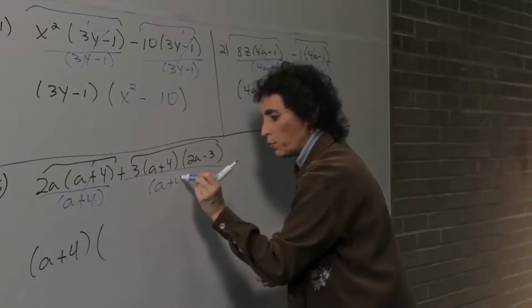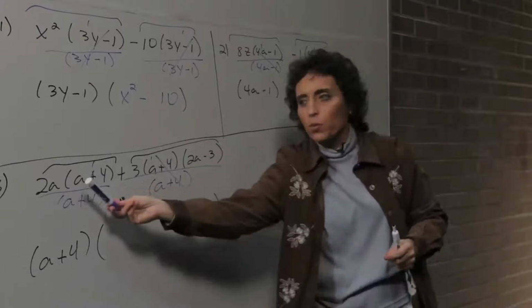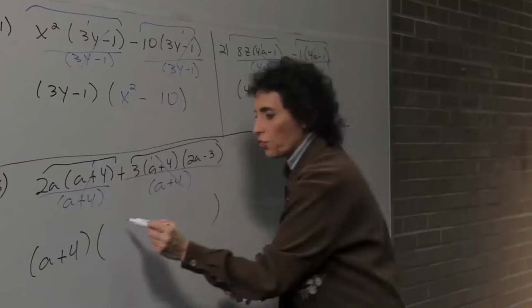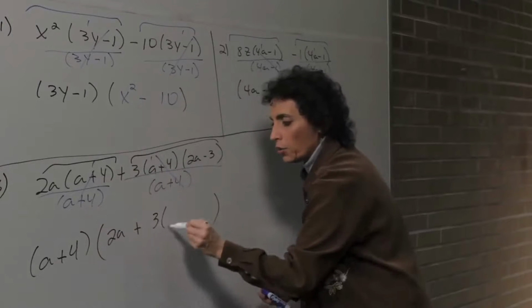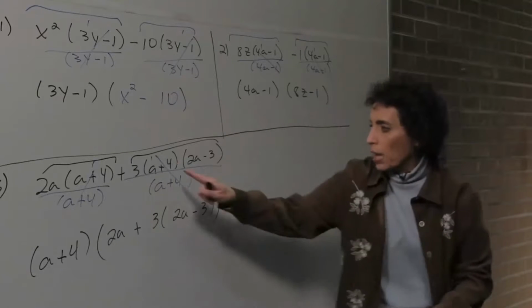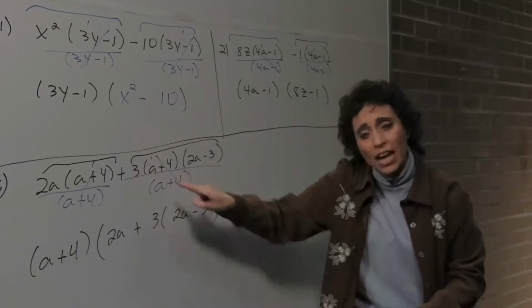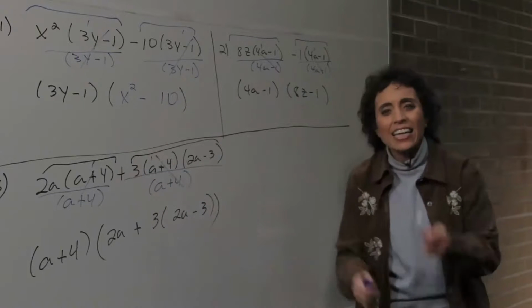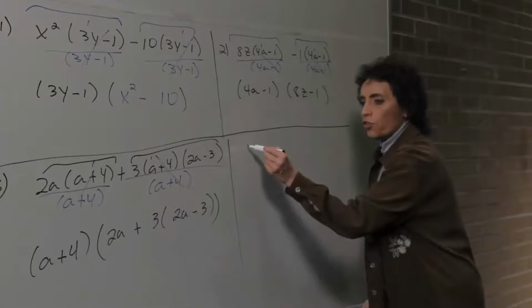Never divide without putting a 1, because it reduces to 1. And 3 times 1 is 3. 2a times 1 is 2a. This side I have 2a. This side I have 3 times the quantity 2a minus 3, don't I? Look, the a plus 4 is gone, but the 3 is there, the 2a minus 3 is there, and it's attached by multiplication. You cannot have parentheses within parentheses, so we have to distribute that.